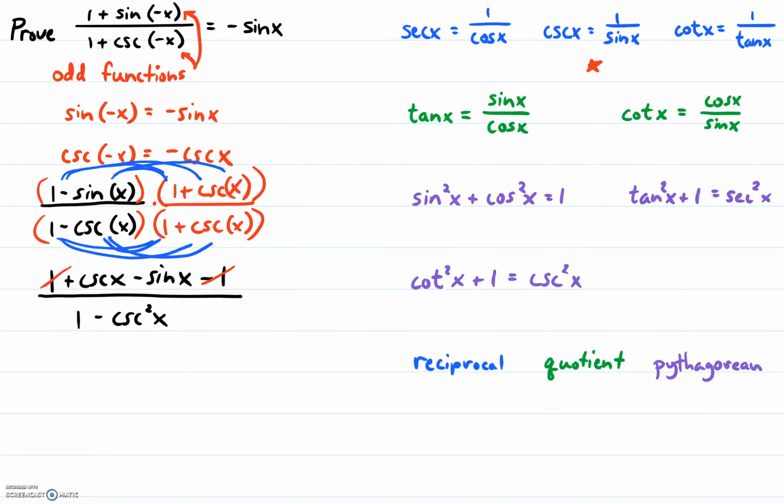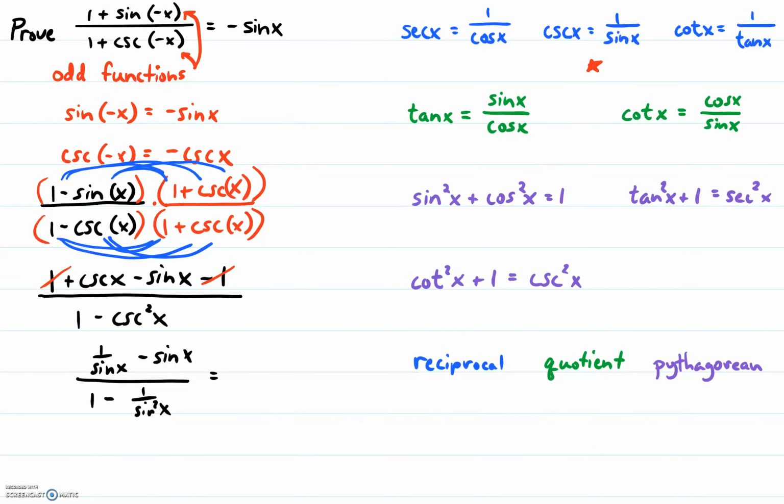So changing the cosecant x in the numerator to 1 over sine x minus the sine x that was already there. And the denominator will have 1 minus 1 over sine squared x. And so now a good thing to do in the top and bottom would be to find a common denominator. And so that's exactly what I'm going to do.